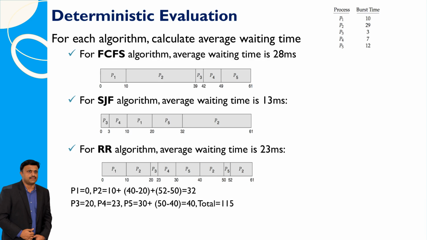The evaluation of 3 scheduling algorithms, first come first served, shortest job first, and round robin, reveals their respective average waiting times. FCFS exhibits an average waiting time of 28 milliseconds, while SJF stands at 13 milliseconds, and RR at 23 milliseconds.